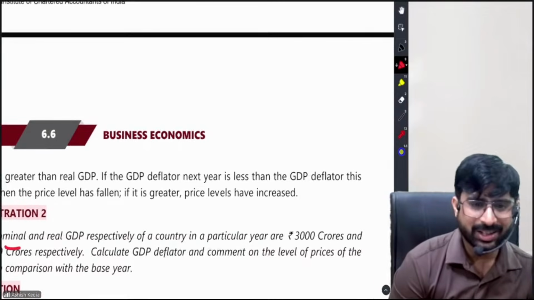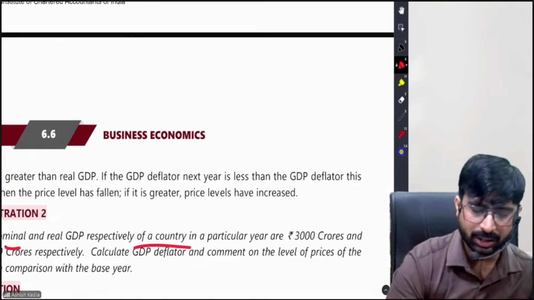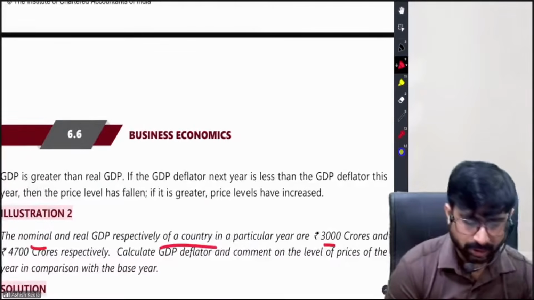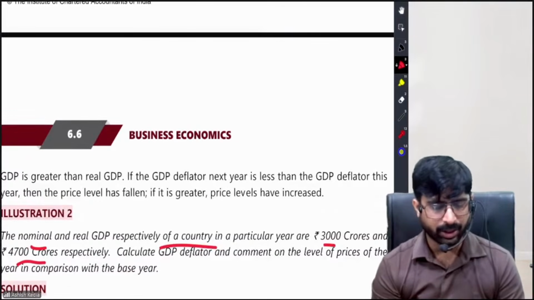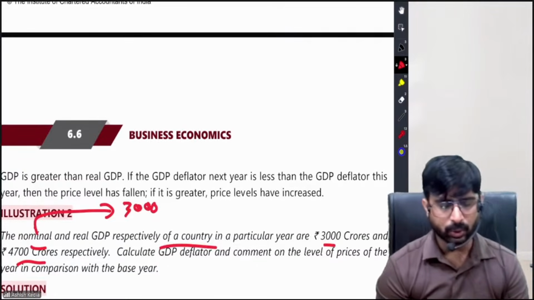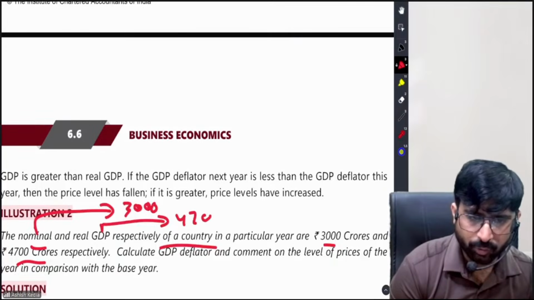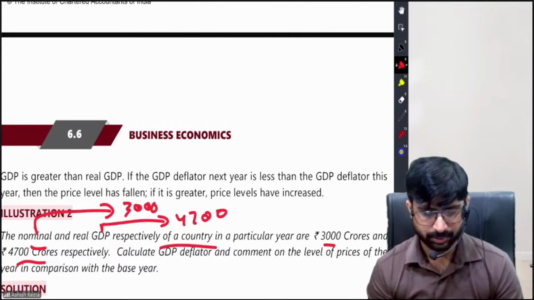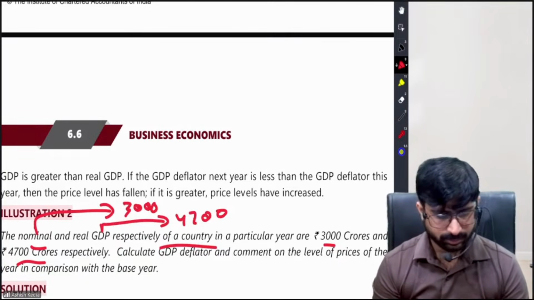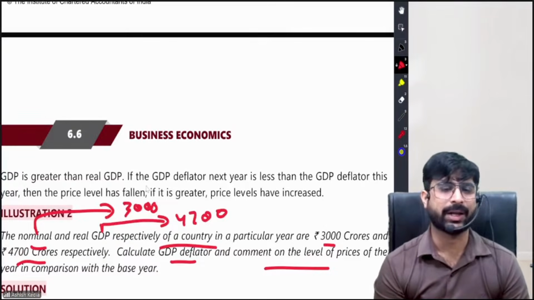The nominal and real GDP of a country in a particular year are 3000 crores and 4700 crores. So nominal GDP is 3000 crores, and real GDP is 4700 crores. Calculate the GDP deflator and comment on the price levels.